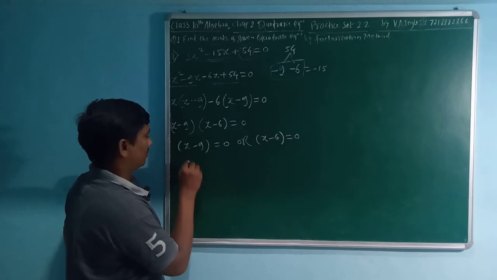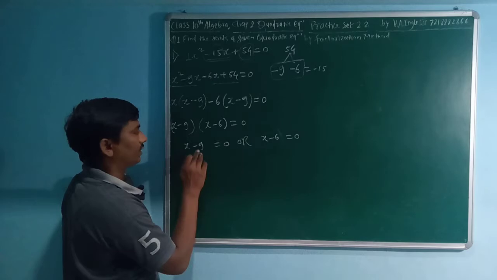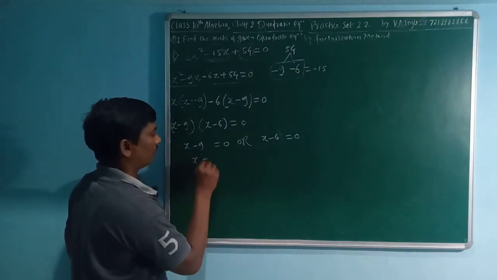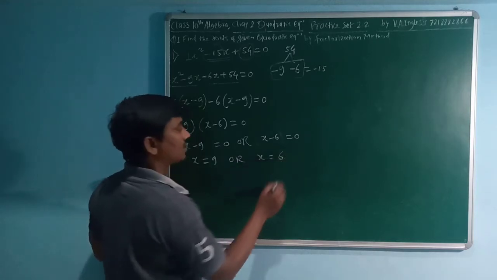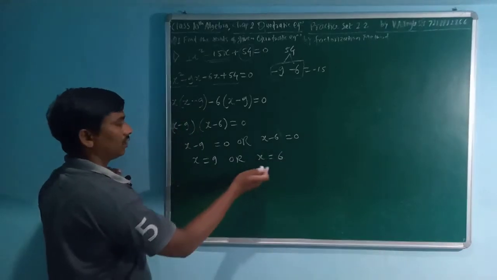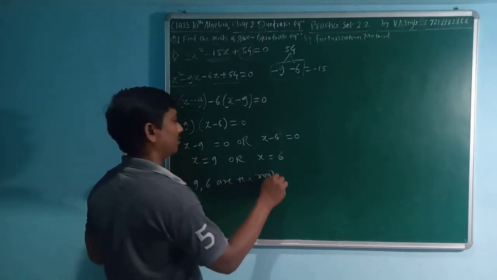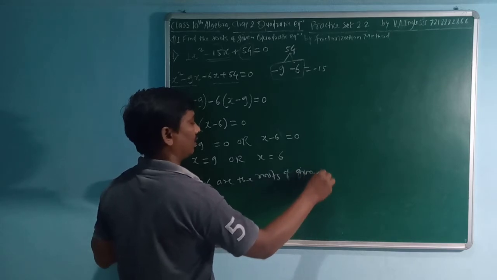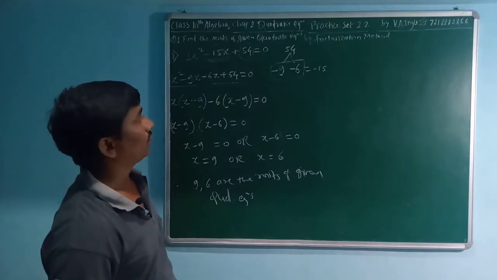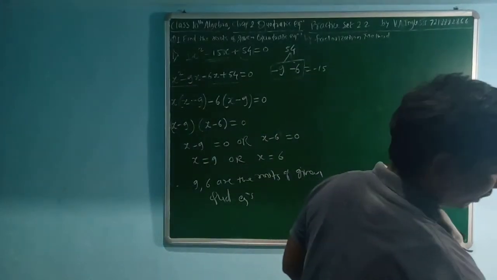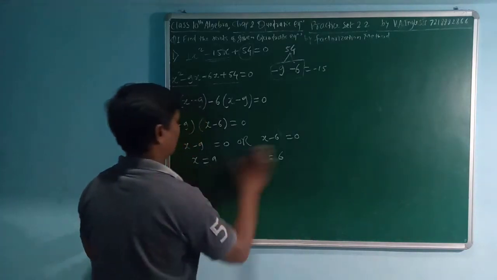If you remove these brackets also, now if you take this minus 9 to the right hand side, you will have x equals plus 9, or here x equals plus 6. So these are the roots of the given quadratic equation. So 9 and 6 are the roots of the given quadratic equation. In this way you have to find the roots of the given quadratic equation. Now we'll go for the next quadratic equation and next question.